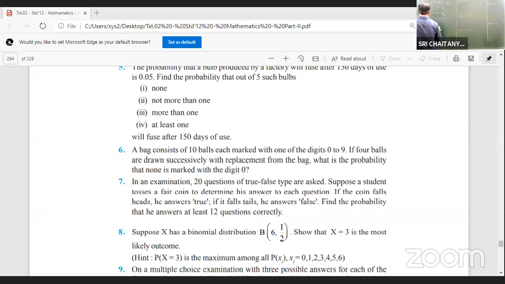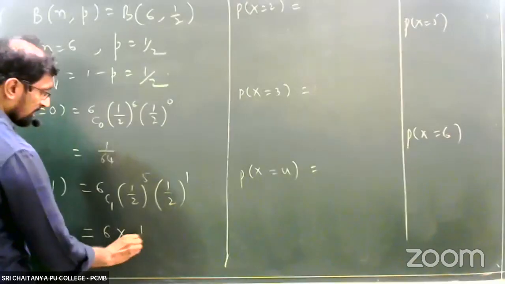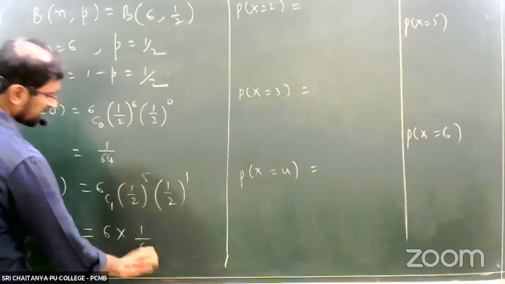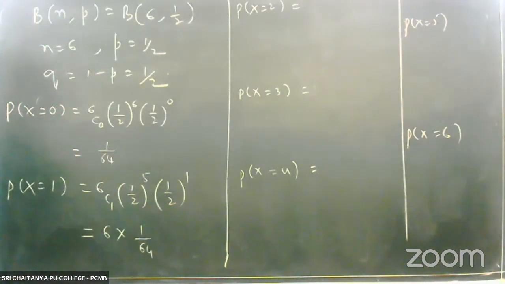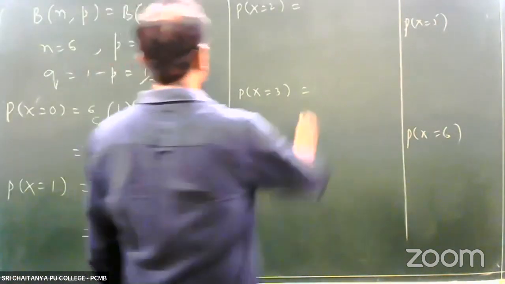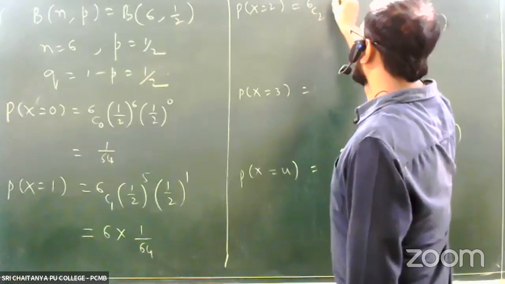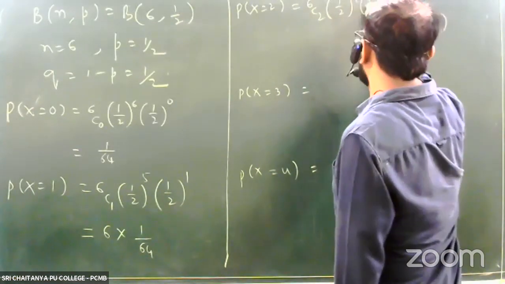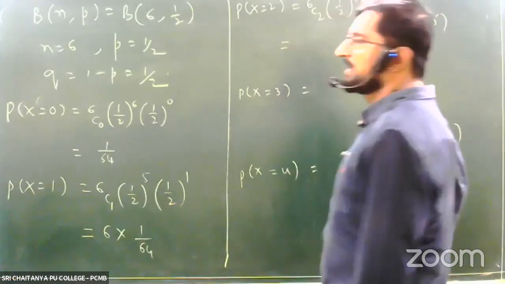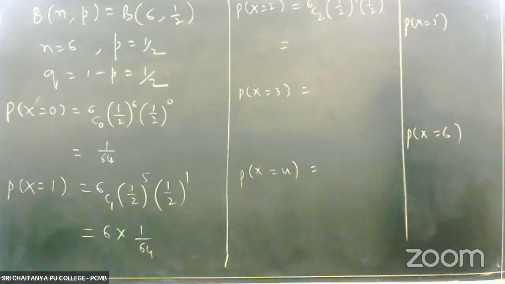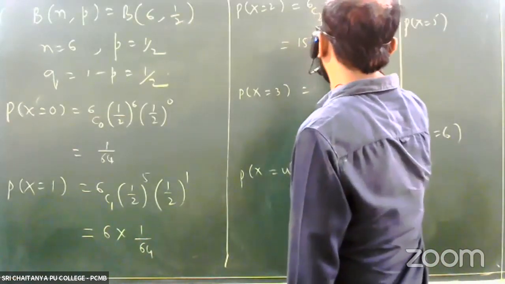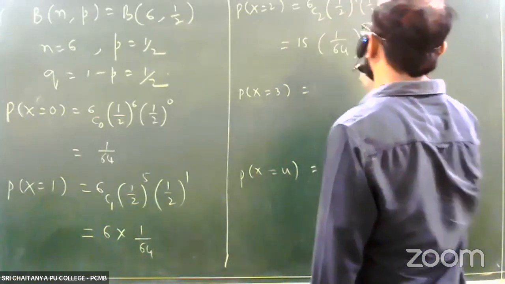So you got this one now: 6C1 into q to the power of 5 into p to the power of 1. The 6C1 value is equal to 6, into 1 by 2 to the power of 6, which is nothing but 1 by 64. Now simplify that one, and 6C2 into q to the power of 4 into p to the power of 2. The 6C2 value is 6 into 5 by 1 into 2, which is 15, into 1 by 64. Simplifying this, you are going to get the answer.